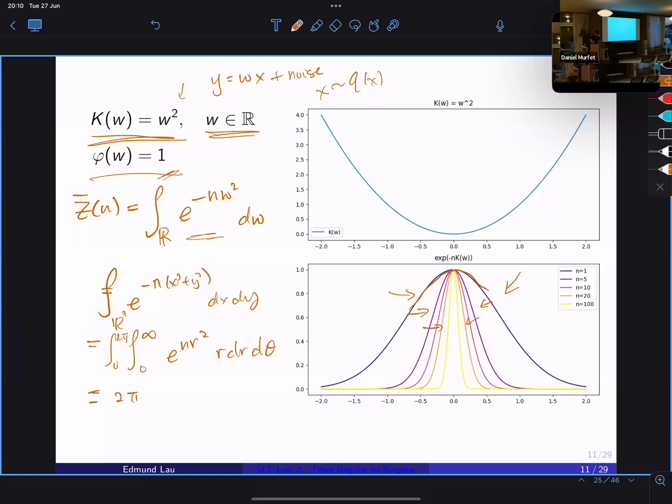This is 2 pi. Am I going to miss a pi somewhere? No, that's fine. So it's 2 pi times the integral from 0 to infinity of r dr, by a change of variable. I'm not going to do that. So this is pi over n, and the thing up here, which is the square root of that, is root pi on n.